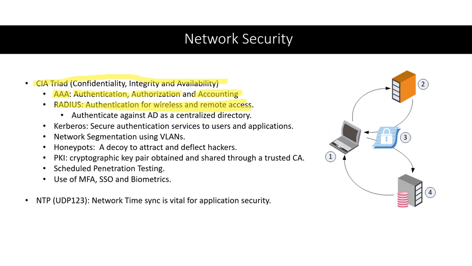Now, RADIUS is authentication mostly for wireless and remote access, right? It's widely used on wireless, but VPNs for remote access will also use RADIUS. What they do is authenticate against Active Directory, which, remember, is the Windows centralized directory that keeps all your accounts, all the users and user profiles. It can determine what access you have and relay that information to a RADIUS server, providing that part of the authorization when you get allowed into the network.